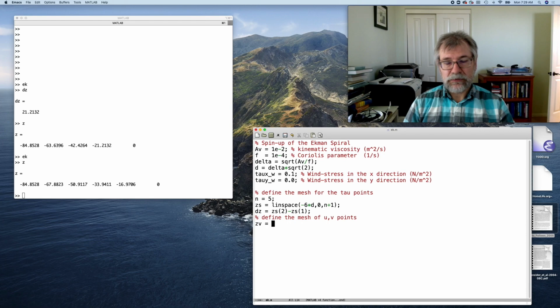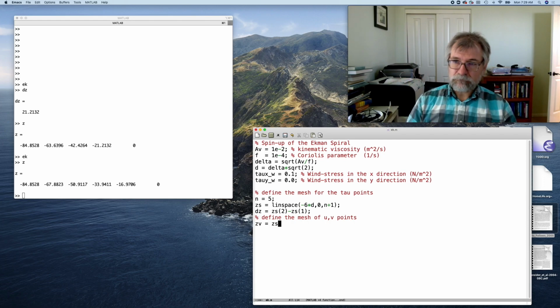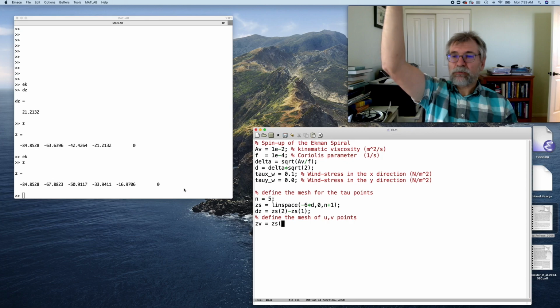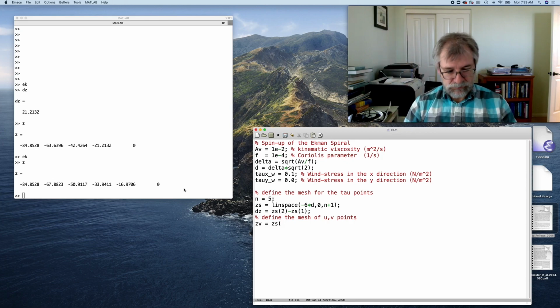Alright, so then we're going to start at the very deepest, they're going to be the same as the stress point, ZS, but we're going to shift them all up by delta Z by 2. So they're all half a grid point above the stress point. So ZS, but we want to exclude the very top one, the 0 one, because the half a grid point above that would be in the atmosphere. So that'll be 1 through n minus 1 plus dz divided by 2. Alright, let's run it and see what we get.